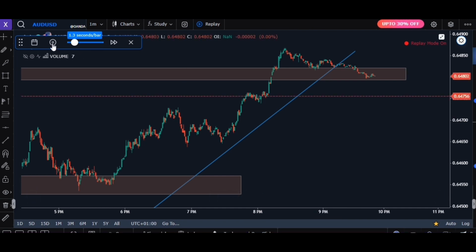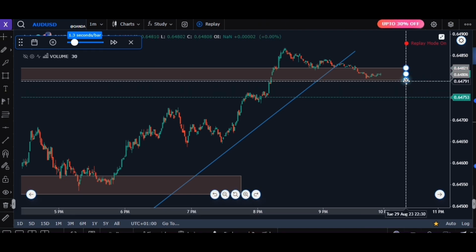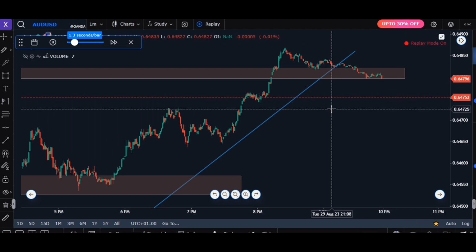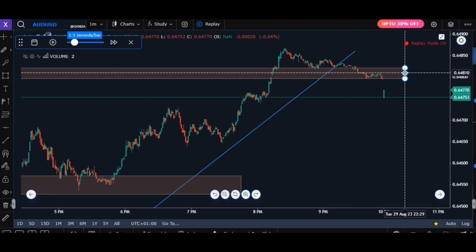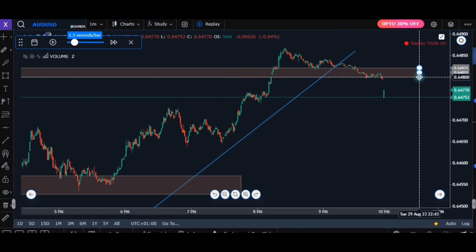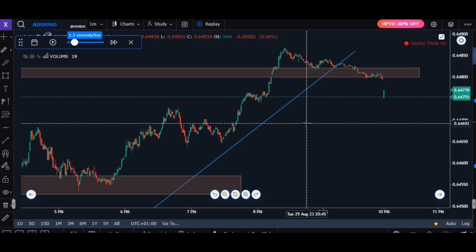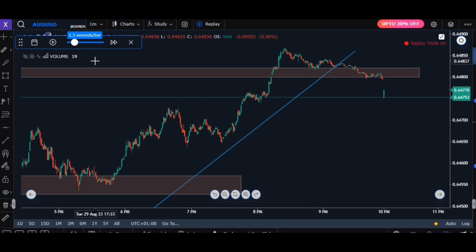So let's go. All right, we do break. Okay, we saw a break. So I told you guys, after the break, I think it's a huge break to the downside. You don't just jump in and enter. You wait for what? A retest. So let's see.